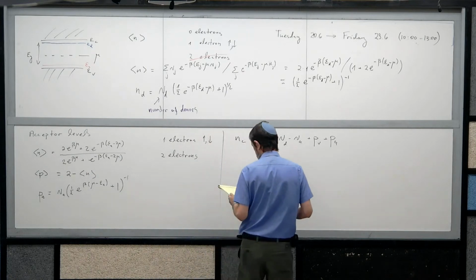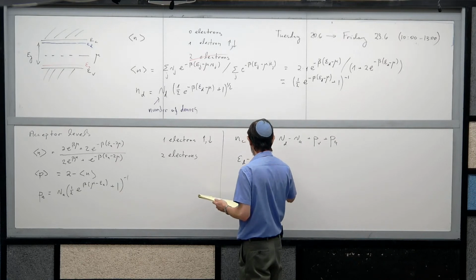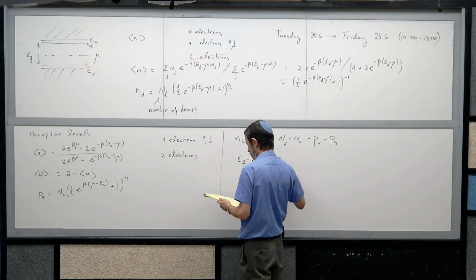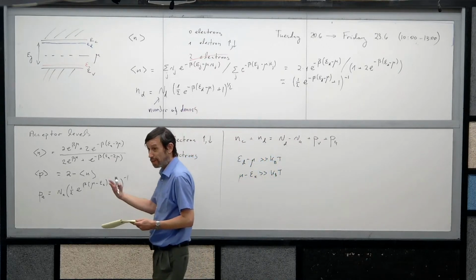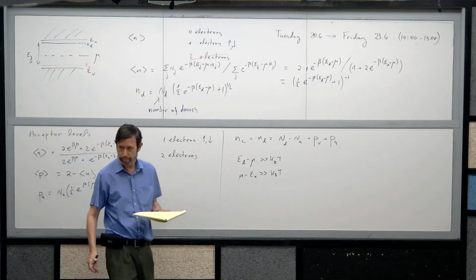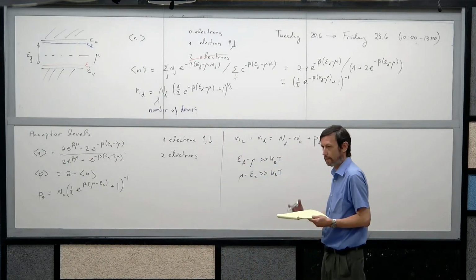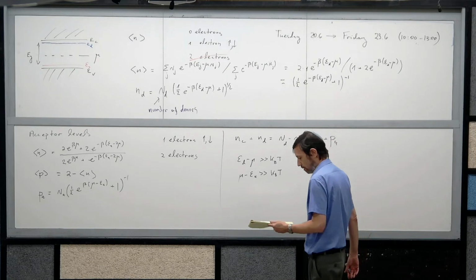So I'm considering here low enough temperatures, so ED minus mu is larger than KBT, and mu minus EA is much larger than KBT. What it means is that mu is still somewhere in the middle, consistent with our previous assumptions for the case that we had a pure semiconductor.